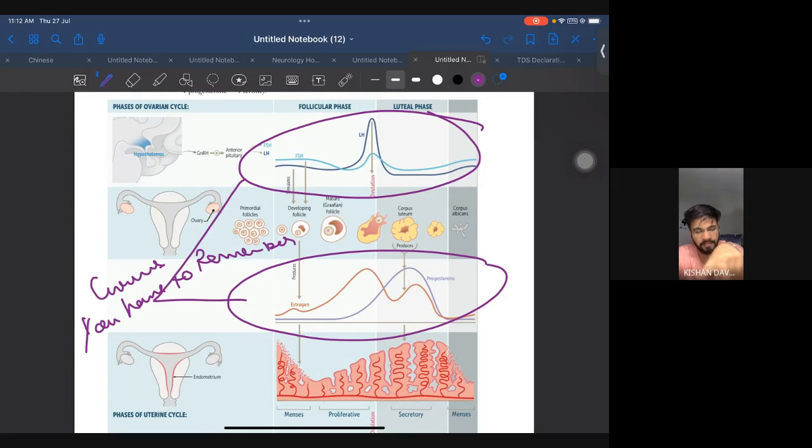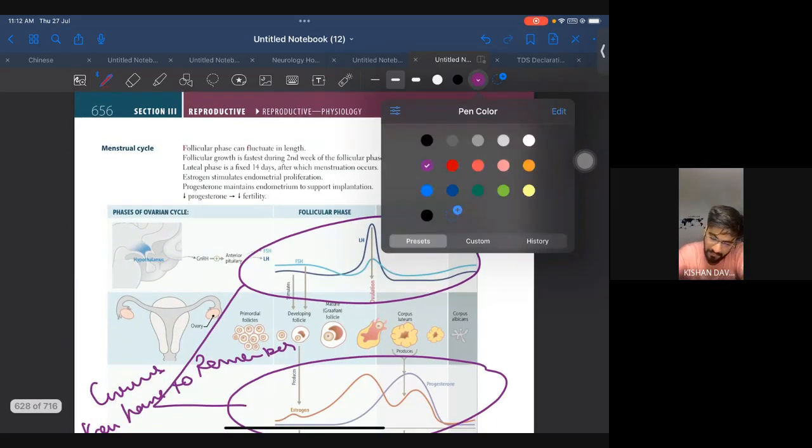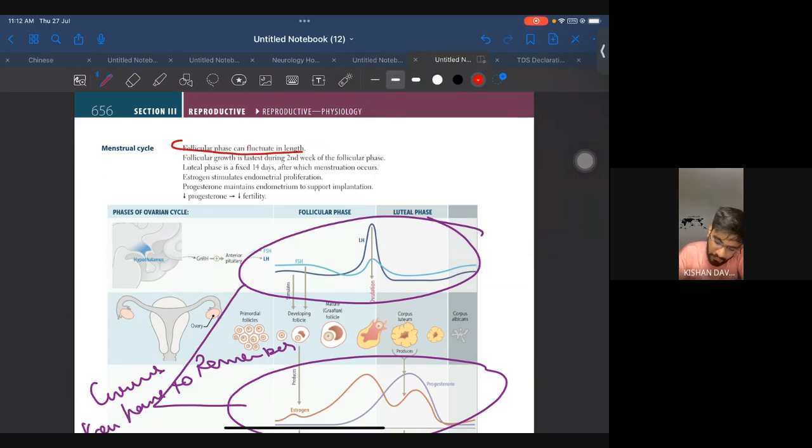All right, because in one of the NBME they have given this term. Okay, another thing. Follicular phase can fluctuate in length. Follicular growth is fastest during the second week of follicular phase. Luteal phase is fixed 14 days after which menstruation occurs.